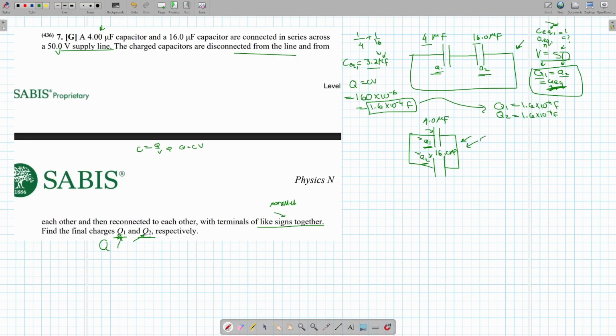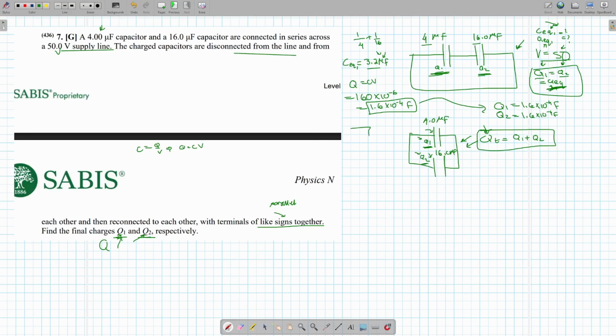Now, Q total in this case will be Q1 plus Q2, right? Why? Because now they're in parallel. So the total charge is going to be different. Sorry, not current, I'm talking about charge. So the total charge is going to be different since now they're in parallel. Here, they're equal, same, and the total will be the same. But here, since they're in parallel, the charge will be additive.